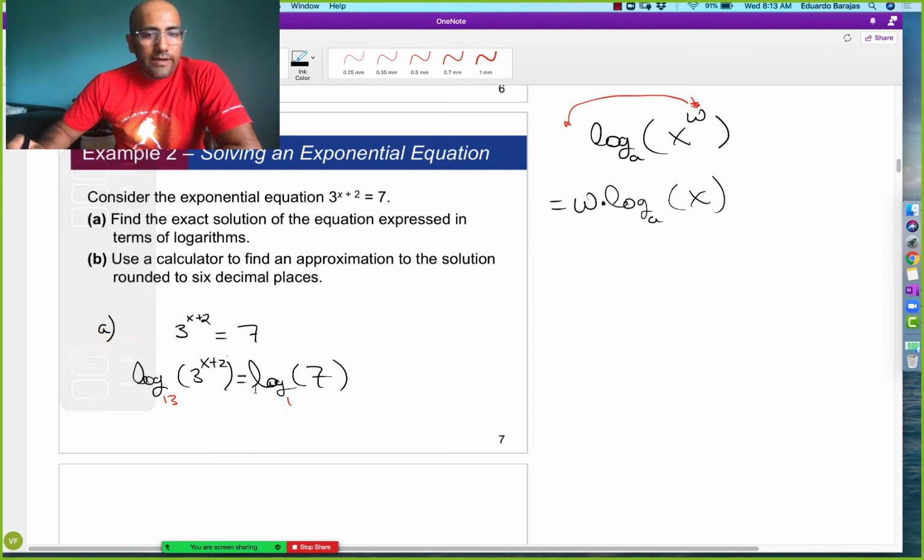However, why not make life easy, right? There's a nice easy button in our calculator for log base 10, so why not use log base 10? So log base 10 is a very popular log to use, right?